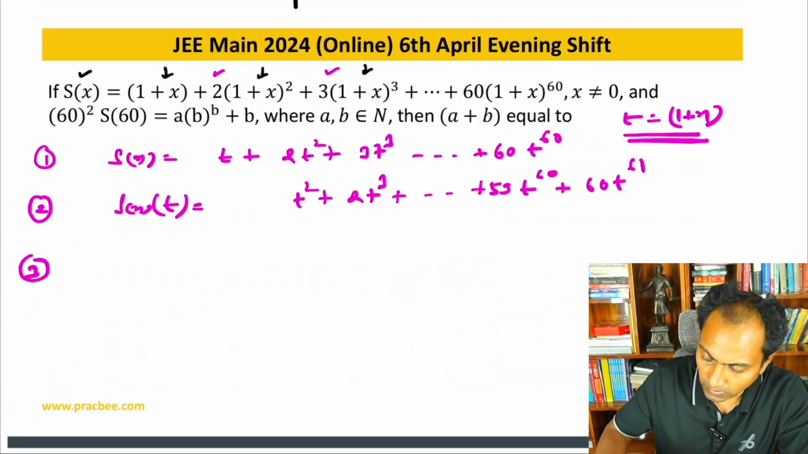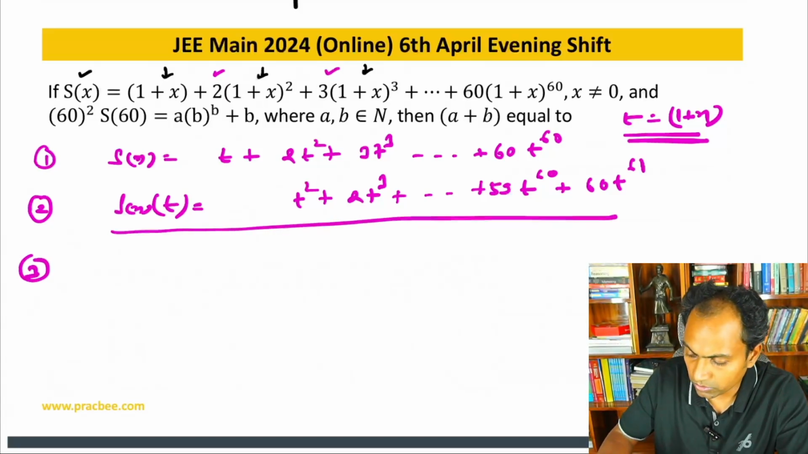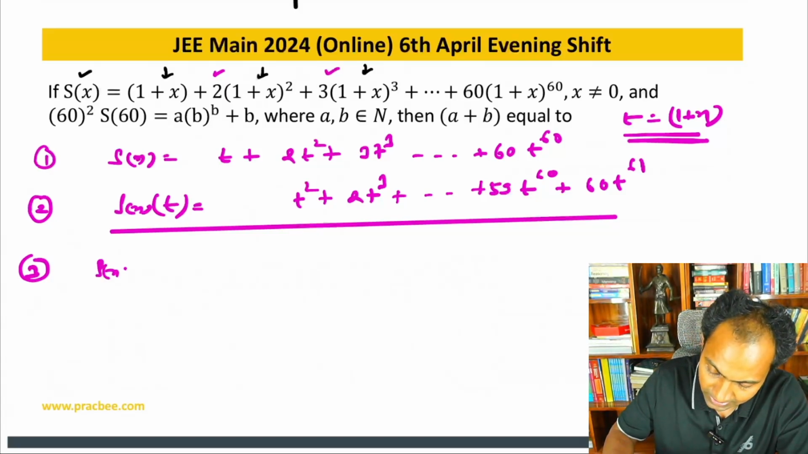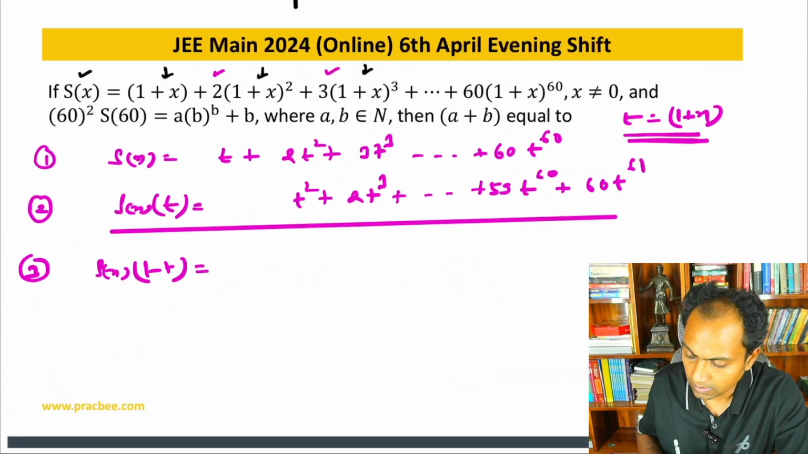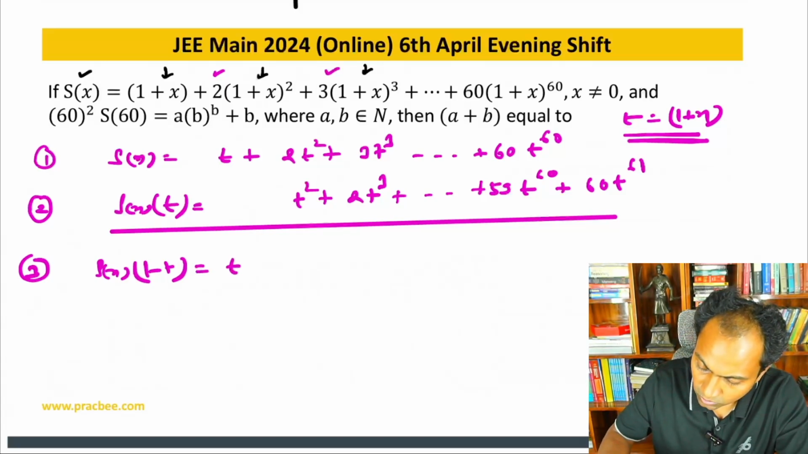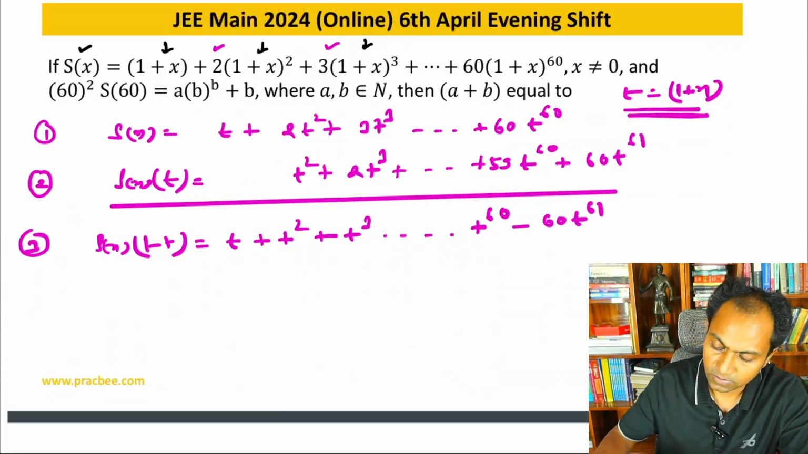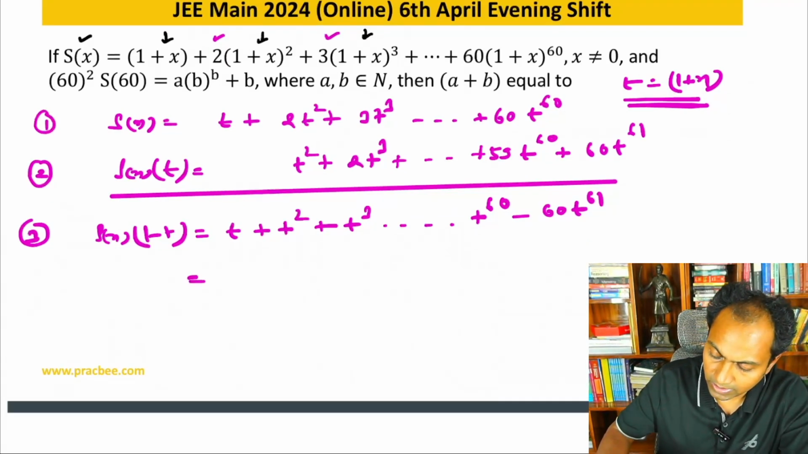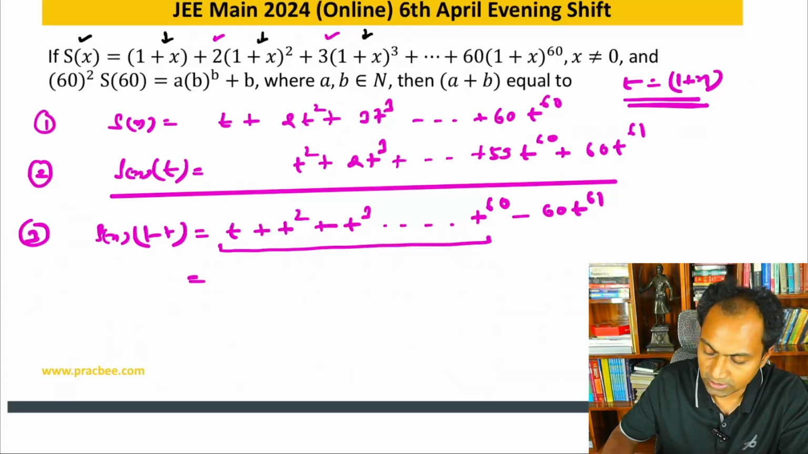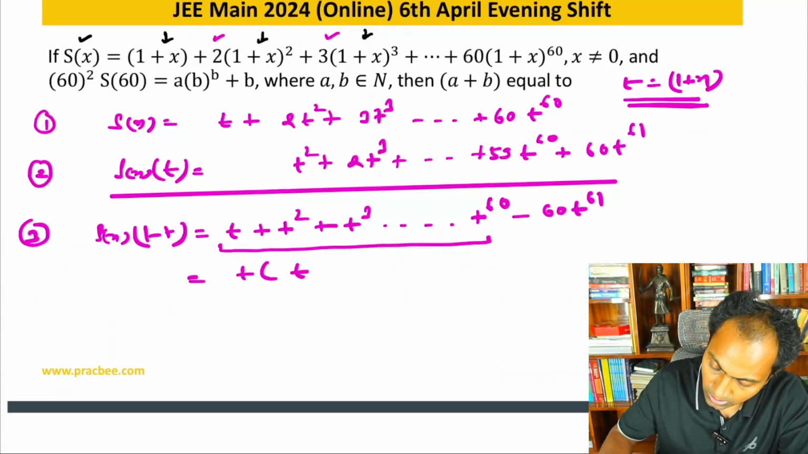In the third step, we are going to subtract them, and if I do so, it is S into 1 minus t. This comes out to be t plus t square plus t cube. You can see that it will go like this till t raised to the power 60, and then we have just one term, minus 60t raised to the power 61. Now if I want to find this value, I can apply the sum of a GP here because these terms are in GP. So a into r raised to the power n minus 1 by r minus 1, you can see that there are 60 terms, and then I have 60t raised to the power 61.